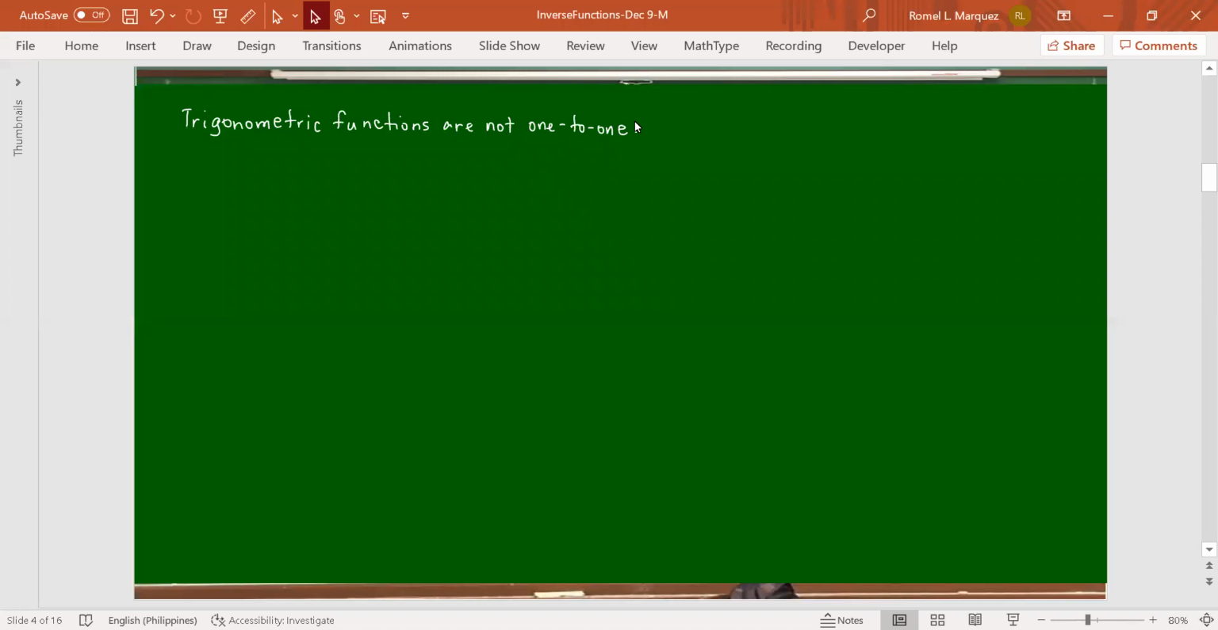Remember the definition of one-to-one? Graphically, a function is one-to-one if every time you intersect its graph by a horizontal line, it is intersected in at most one point, okay? So that means for every output, there corresponds exactly one input for a function to be one-to-one. As I said, trigonometric functions are not one-to-one. Therefore, they don't have inverses.